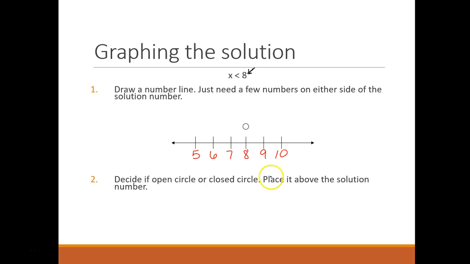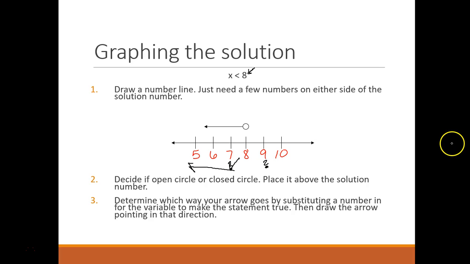And then you're going to say, well, which side do I need to shade? Is 7 less than 8 or is 9 less than 8? Well, of course, 7 is less than 8, so I'll shade this direction. Those are the numbers that will make that statement true. And it'll look something like that.